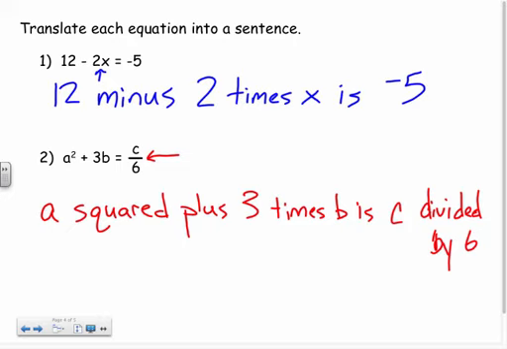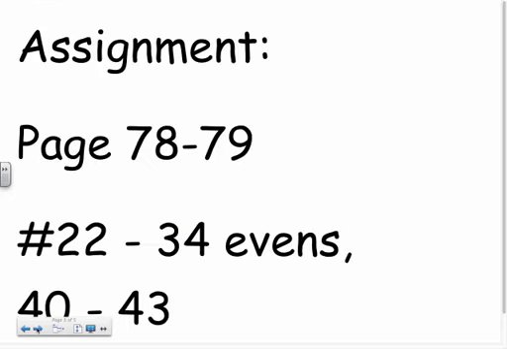Okay, so a lot of different ways you could write this. So sometimes your answers might not match the book's answer, but just check with me if you're not sure. All right, pretty straightforward. Just working with those equations. Might have to write the equation, might have to write it into a sentence.